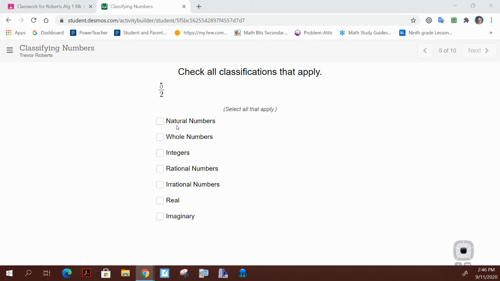Five over 2. Well, that's not a natural number, is it? Is it a whole number? No, it's a fraction. It's a fraction. It doesn't divide out evenly. Then it's not an integer. So it's a rational number, and it's a what? Real. Yes. Okay, let me give you about 3 minutes to try 6, 7, and 8 on your own.